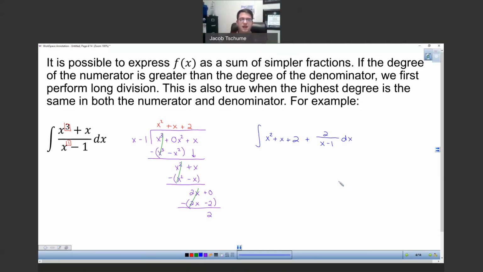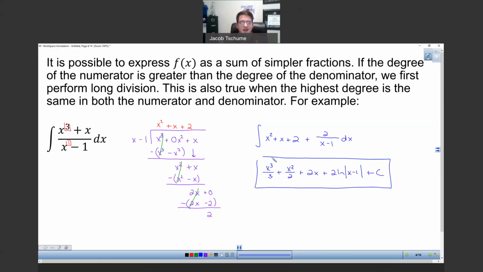And now you can see we've taken an ugly rational function that was not very easy to integrate and turned it into 4 pieces that are all very simple to integrate. So this would become x cubed over 3 plus x squared over 2 plus 2x plus 2 times the natural log of x minus 1 plus an arbitrary constant c. And that is going to be your first technique of how you simplify rational functions. If the power on top is bigger or equal to the power on the bottom, you need to do long division to simplify this.